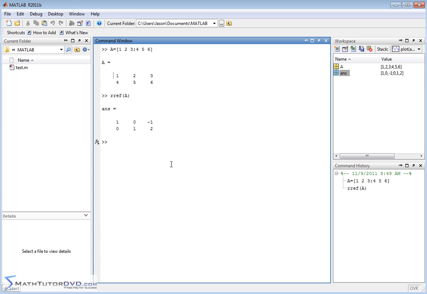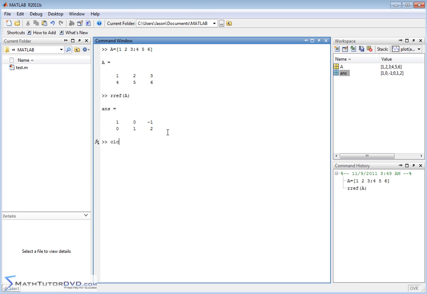So negative 1 times 1 is negative 1. 2 times 2 is 4. You add those guys together and you get 3. And if you do the same thing for the second equation, you'll get the answer. So this is the solution. Matlab has done the row reduction for you and presented the final augmented reduced matrix for you. And once you have it in this form, you just read off the answers. x is equal to negative 1, y is equal to 2.